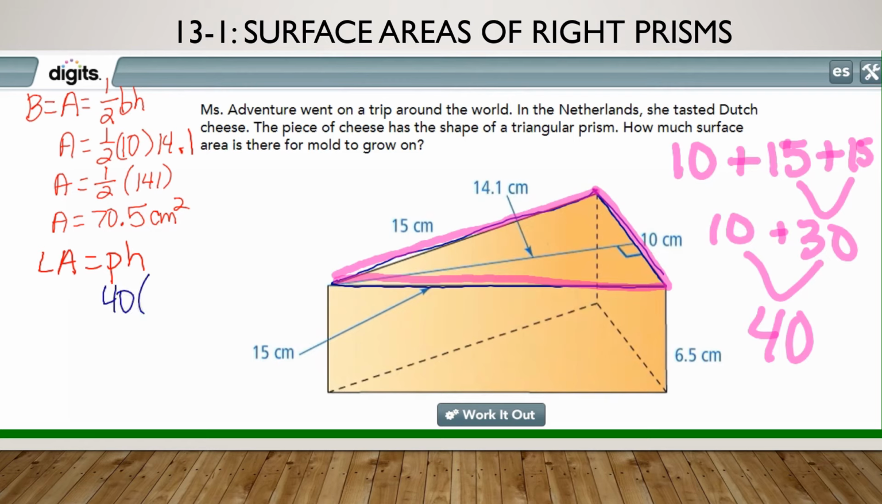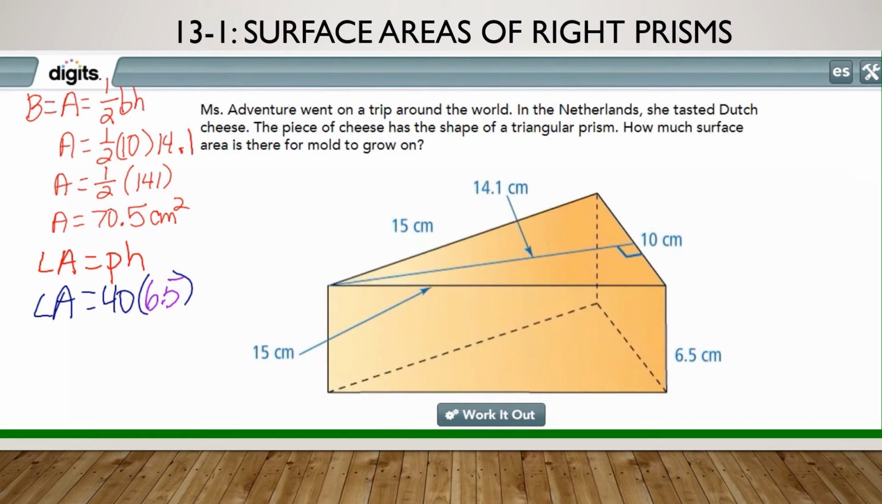Now we have to figure out the height of the prism. So again, the height of the prism is the distance between the two bases. So here's my two bases, and then the distance between those two will be 6 5/10. Now we're going to go ahead and multiply.